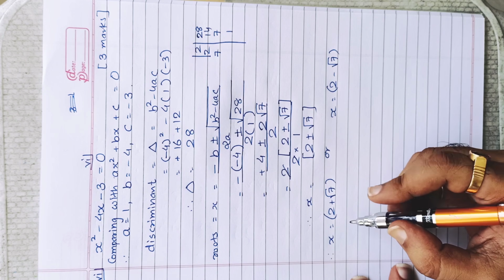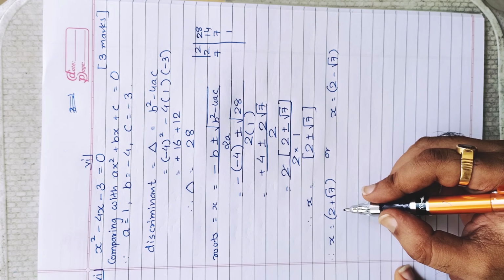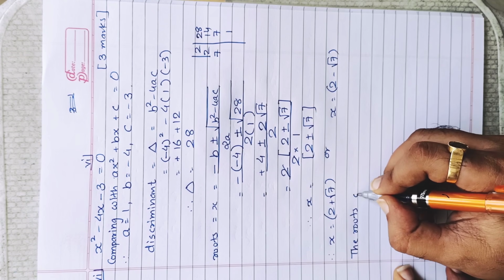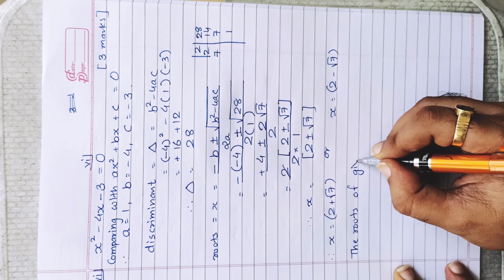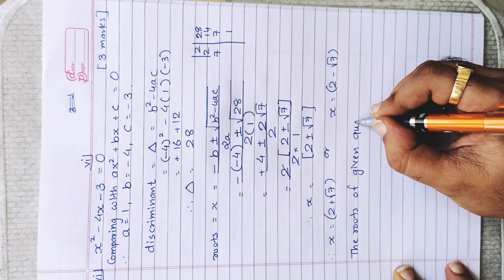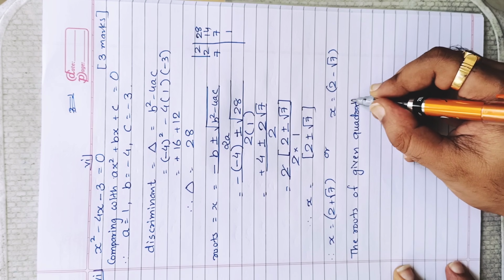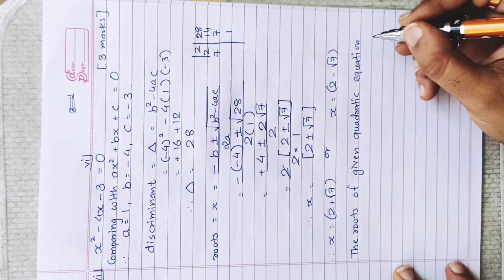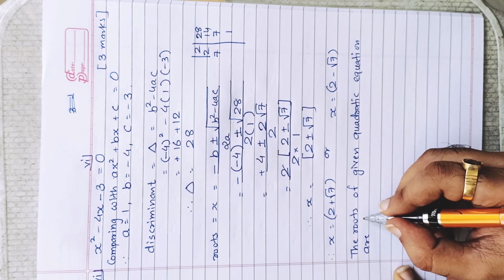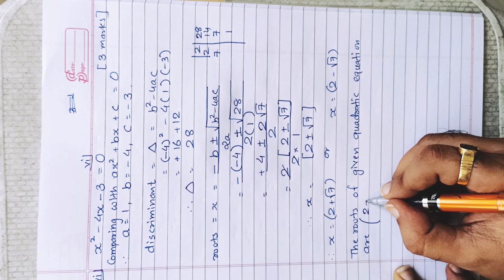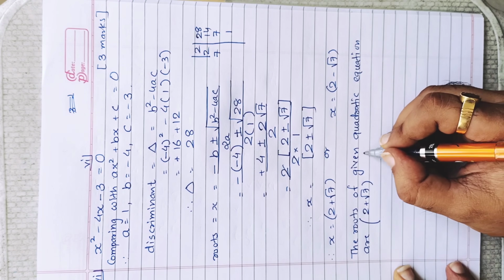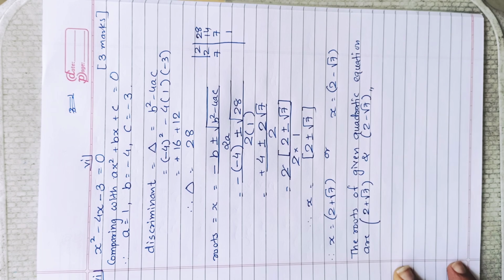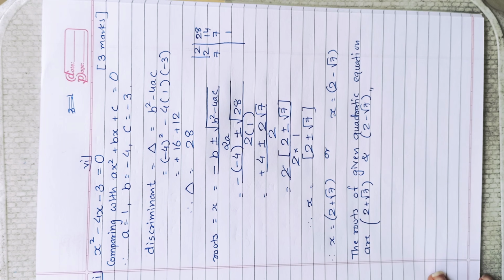Correct? The next one: the roots of the given quadratic equation are 2 plus root 7 and 2 minus root 7. This is the answer, and this is the end of sum number 7.